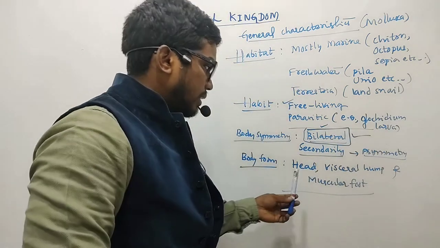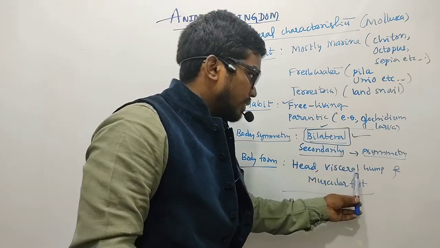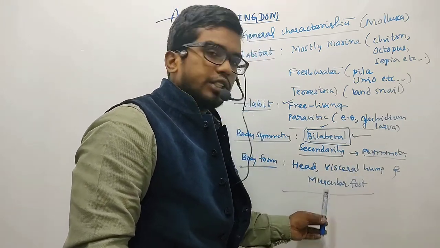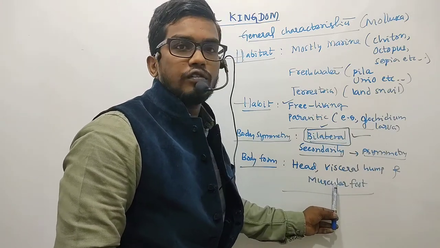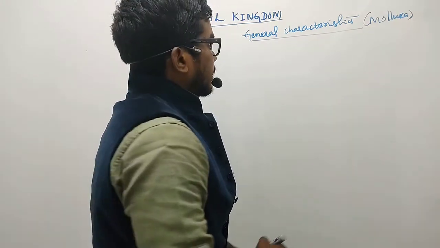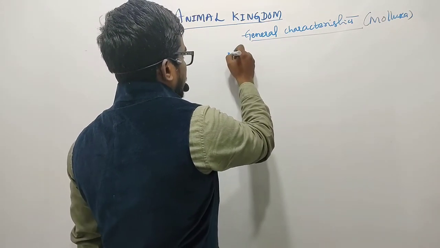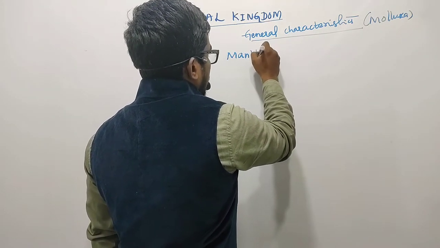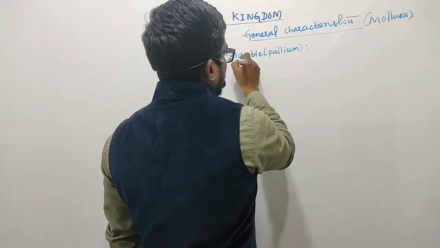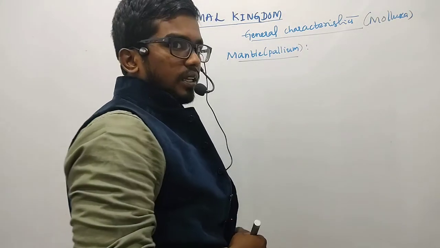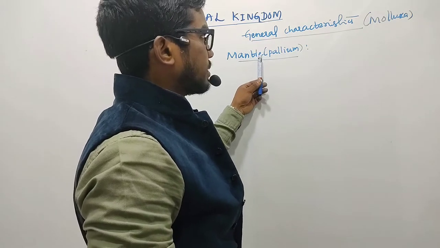So let me repeat: head, visceral hump and muscular foot, that is their differentiation of body. Dear students, next we have the mantle or pallium. See, this is also one of the important structures which can be seen with respect to mollusks.